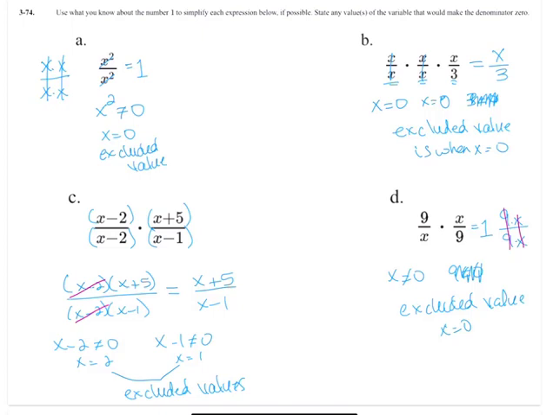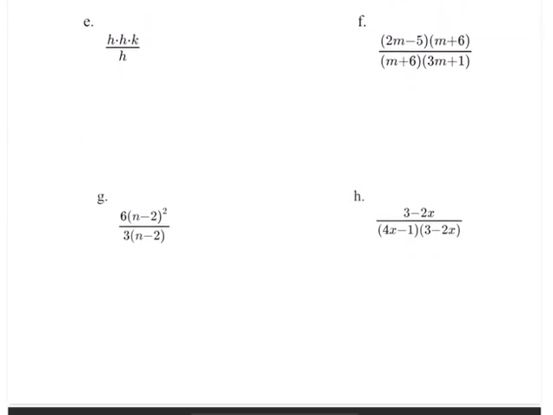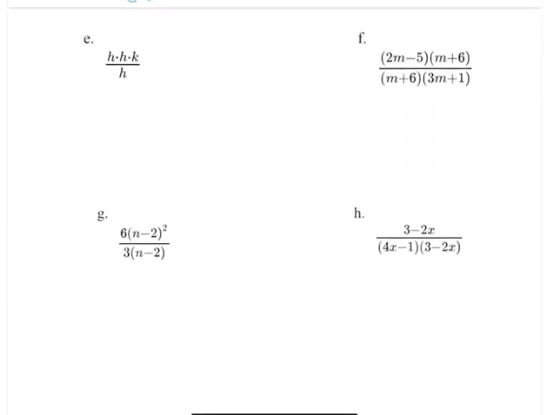I got 4 more examples for you guys to go through. All right, so for letter E, we have h times k all over h. When I first read that, I thought it was 3 h's on top. Why do the letters have such a close resemblance to each other?